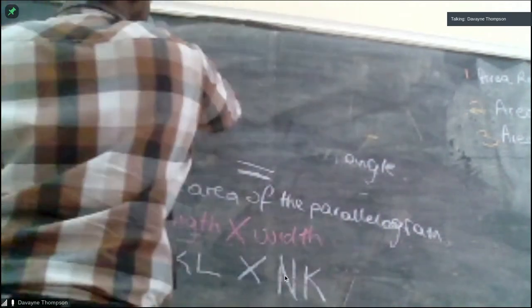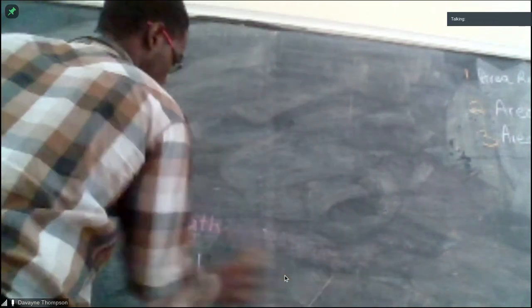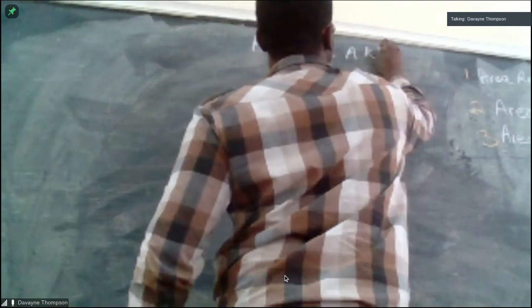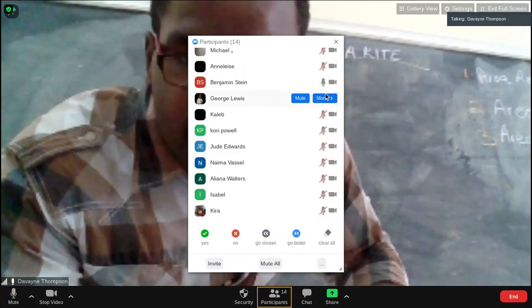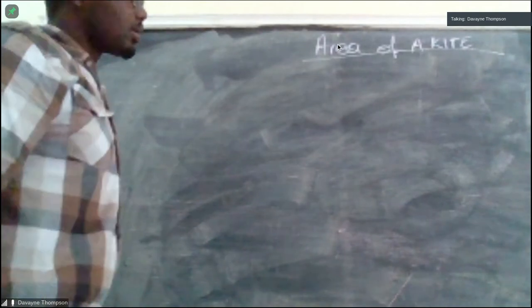So go to a new page for me and write the area of a kite. Area of a kite. What is a kite? It is a flying thing that flies in the sky. Right. Okay, good. No, Aliana. Aliana, are you here? I'm here, sir. Okay, good.